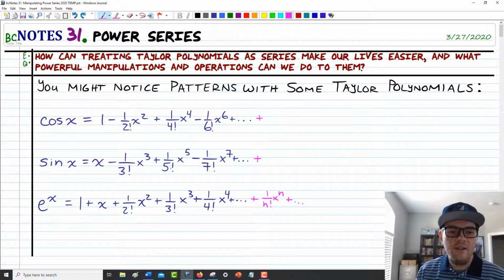Now let's look at cosine and sine, though. A little bit different here. Cosine is 1, x squared, x to the fourth, x to the sixth. And notice that the signs are alternating also. Positive, negative, positive, negative, positive, negative. So it's following that pattern.